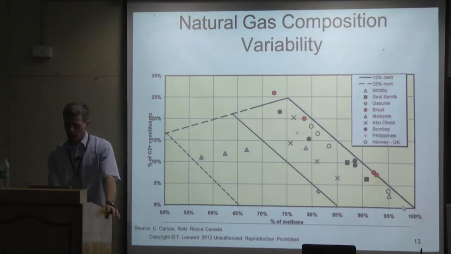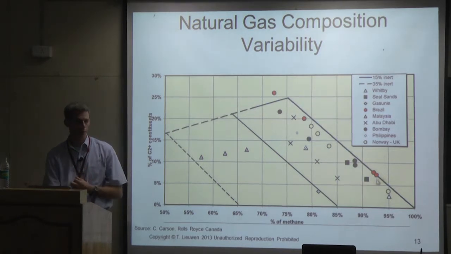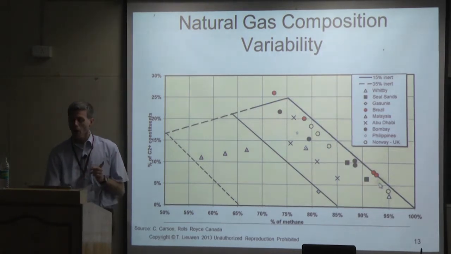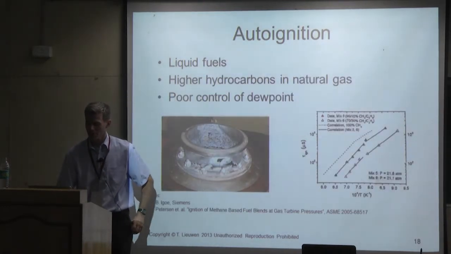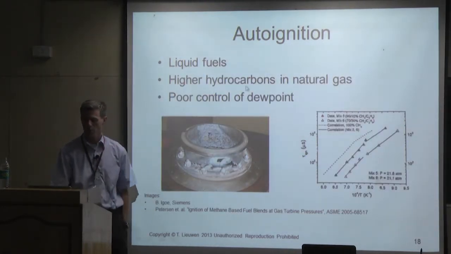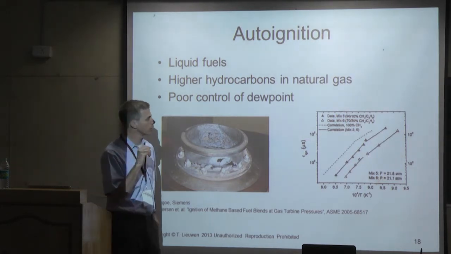But you can imagine that as you're going from, say, this natural gas here, which is 95% methane, to this one here coming from Brazil, which has 25% higher hydrocarbons, this one's going to auto-ignite a whole lot easier than this one will be. But also, going back to the point I wanted to make, this is an interesting issue that you have to deal with in designing the whole fuel control system: you really have to be careful about controlling the dew point.